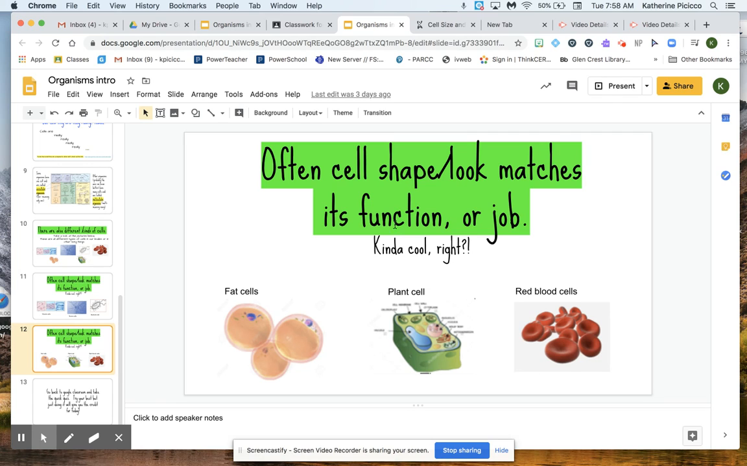So it's always important to remember that cells often, even though they look different and some organisms have one cell, some organisms have many, that a lot of the time their shape matches what their actual function is.